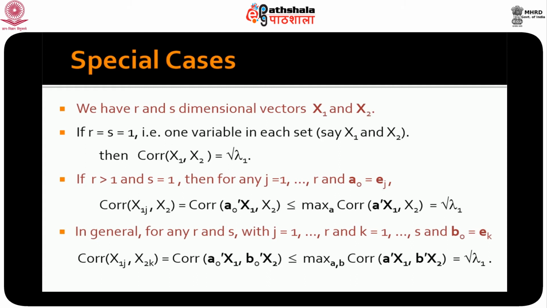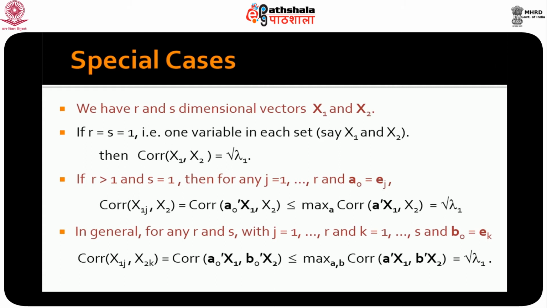So we are assuming that the first set has one variable and the second set also has one variable. So r is equal to s is equal to 1. So in that case, the correlation between x1 from the first set and x1 from the second set is basically the linear combinations ax1 and bx1, which would be the first canonical correlation. So it will have the square root of lambda 1 as the correlation between x11 and x12.